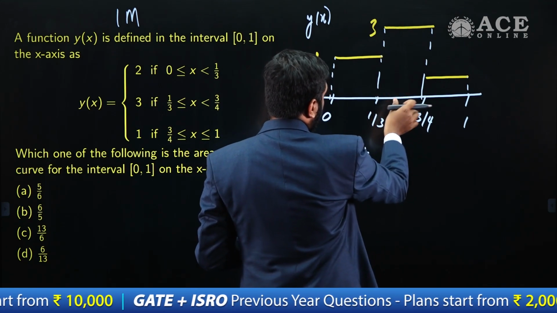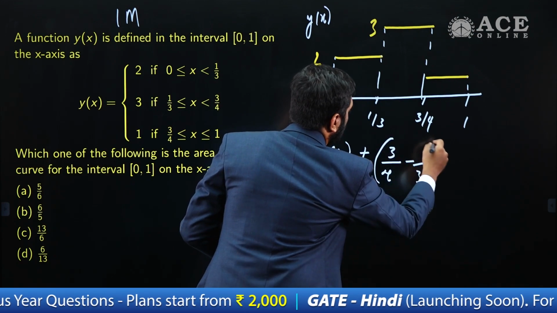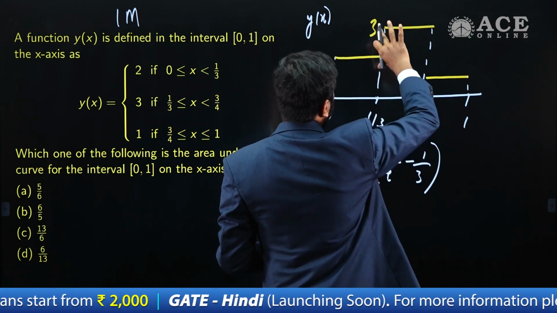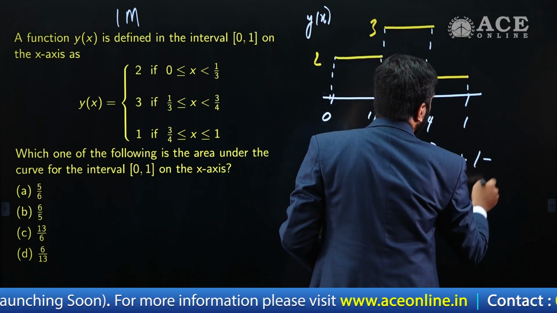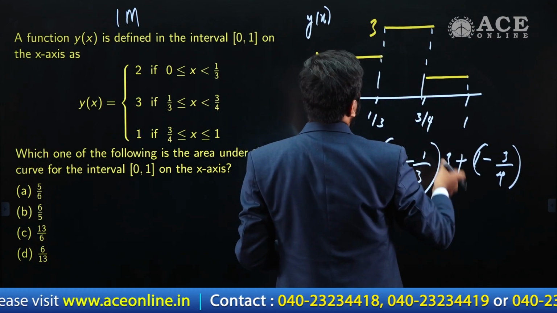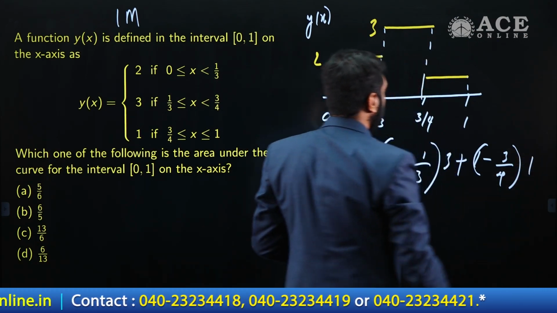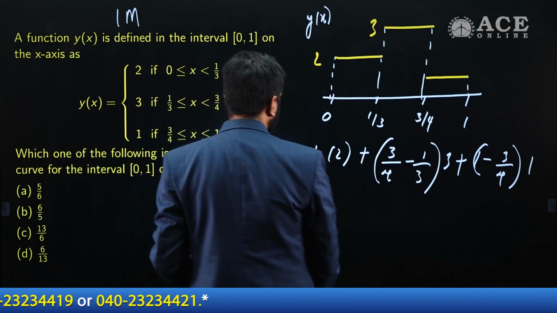Now how much is this? You need to take the difference like this: 3 by 4 minus 1 by 3 into how much is this? This height is 3 units. Plus this difference, that is 1 minus 3 by 4, will be the length. So 1 minus 3 by 4 and then into 1. If you simplify this, that's the answer. Such a simple question was asked for 1 mark.